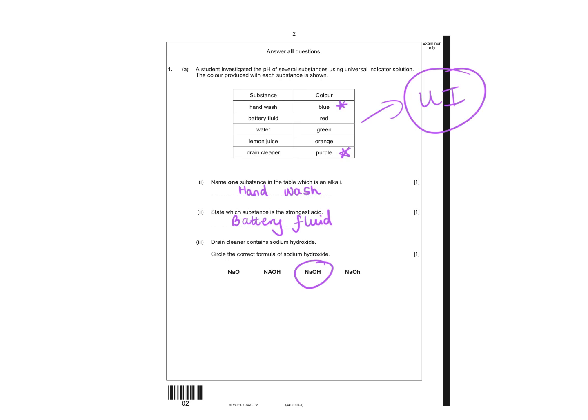State which substance is the strongest acid. So that's going to be battery fluid, because we know that red is a higher pH than the orange.